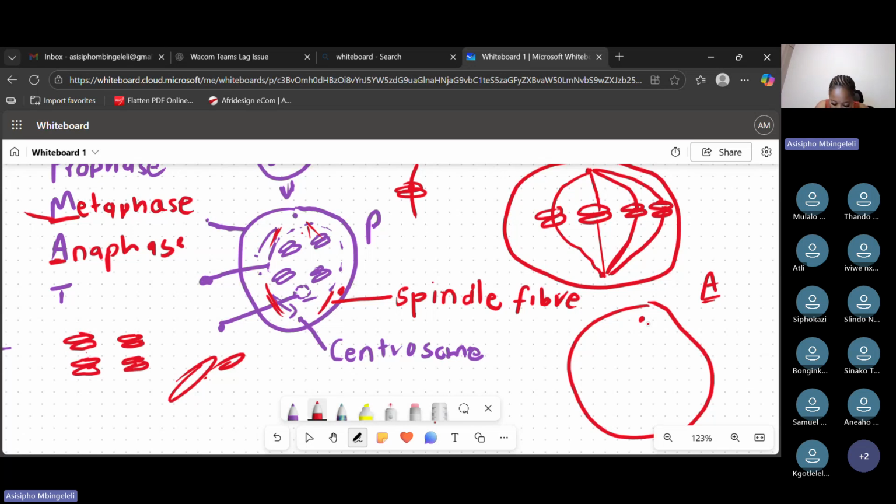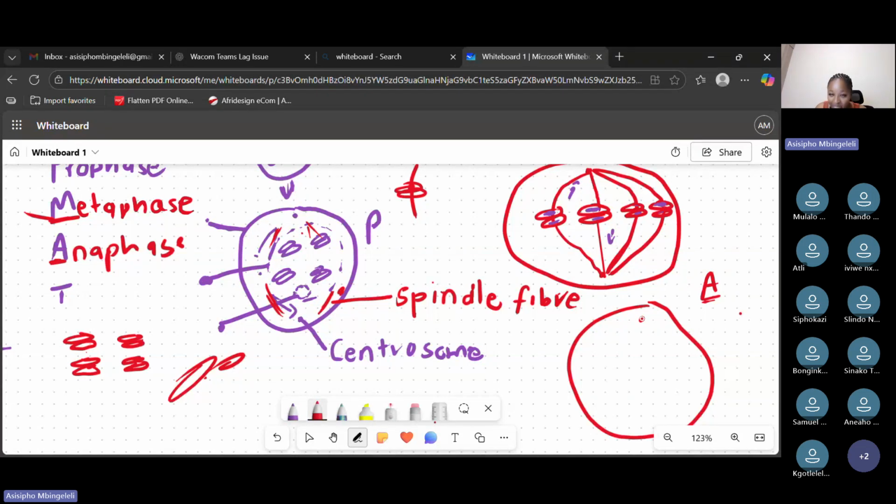If you look at these chromosomes over here, the ones that I'm highlighting are going to be pulled upwards. And the ones you have at the bottom are going to be pulled downwards to the opposite side of the equator. So let us show that in our diagram.